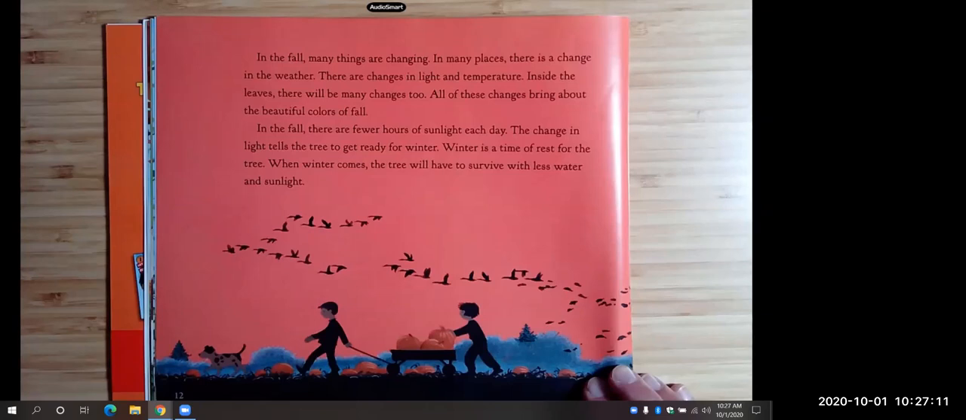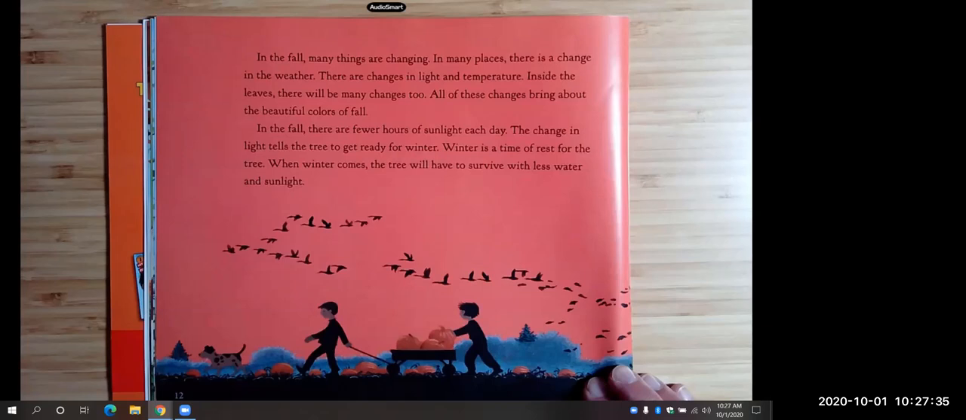In the fall, there are fewer hours of sunlight each day. The change in the light tells the tree to get ready for winter. Winter is a time of rest for the tree. When winter comes, the tree will have to survive with less water and sunlight.